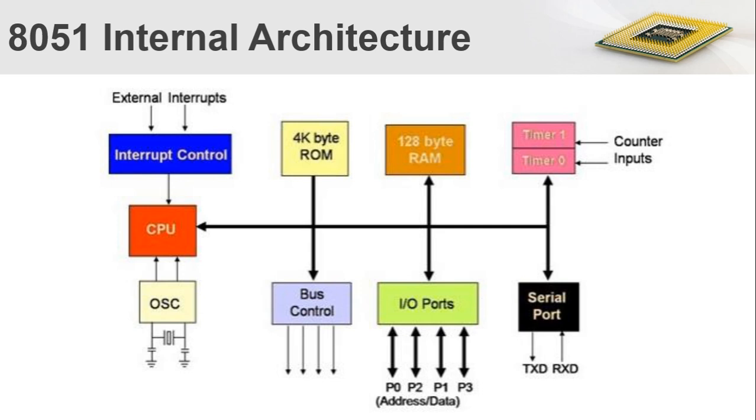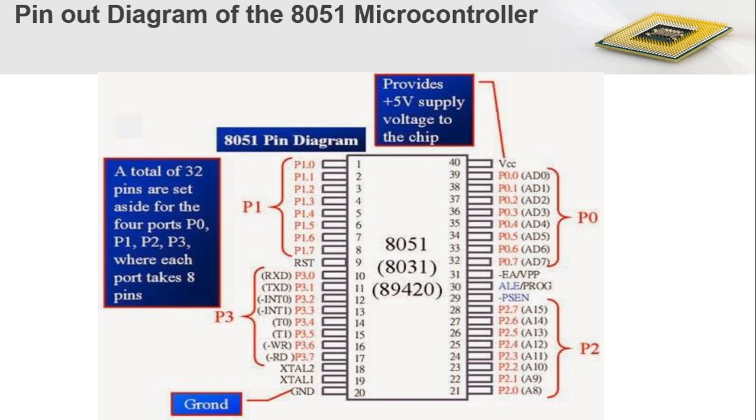Okay, and associated with the serial port unit, here we have two pins which indicate serial mode of transmission and serial mode of reception. Okay, so all these are the components of the 8051 block. Next is the pin description of our 8051 microcontroller.